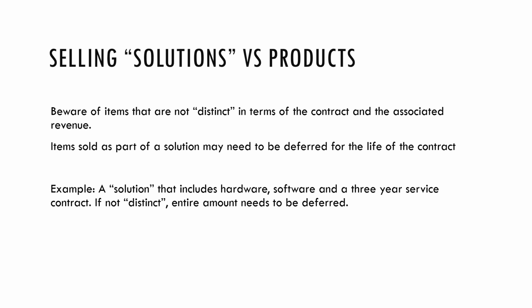Secondly, what am I actually selling? What do my contracts say? Am I selling a solution or am I selling a number of products? Think back to that computer system. Am I selling you a system, which includes all of these things, but it's just a system, or am I selling you a CPU, a monitor, keyboard, mouse, and a service contract? Or maybe I'm selling you a computer system and a service contract.